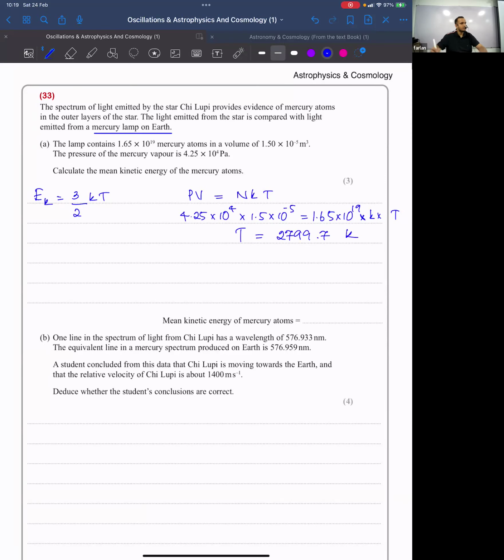Are you getting this temperature? Okay. Yeah, no, we can do that.